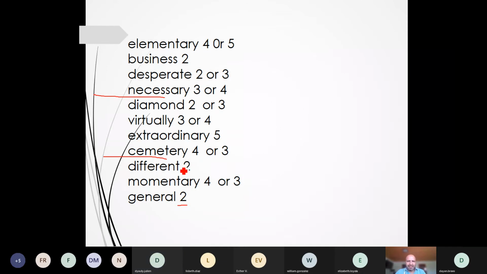Okay, and in the last set we have different, not different, different. That's quite common. Momentary, momentary.